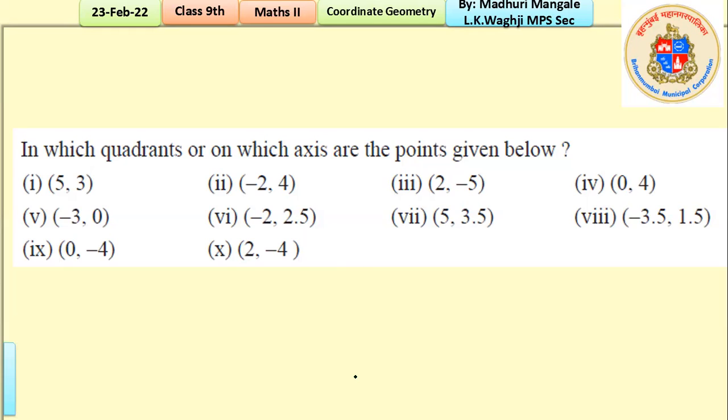So if you look at the first point, it says 5, 3. Both the signs are positive. So what's that quadrant? It's the first quadrant. Look at the second one. It's negative and a positive. So first negative and then positive, it is the second quadrant. Next is positive and a negative. So positive and negative, that will be the fourth quadrant.